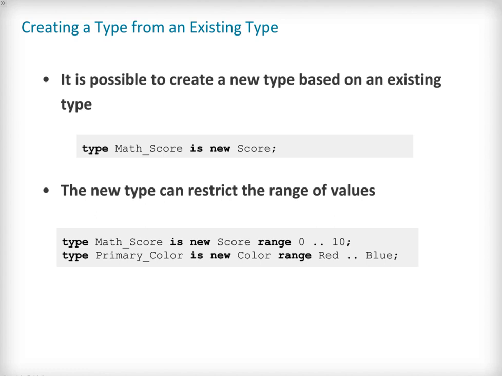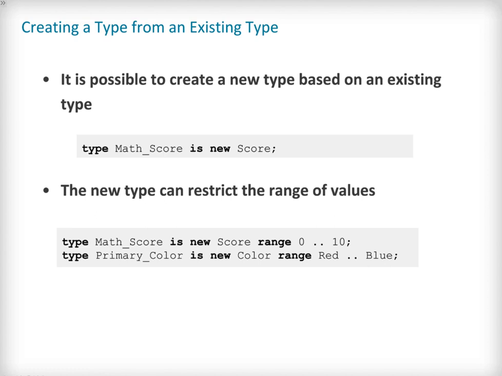In addition to that, when creating a new type, if it's an integer type, it will be possible to reduce the range of values. So for example, I've always been very bad in math. So it's structurally impossible for me to get above the average grade, which is 10. So I'm just creating this new type Math_Score, and I'm declaring it as being of a range from 0 to 10, which is a smaller range than the one of Score.